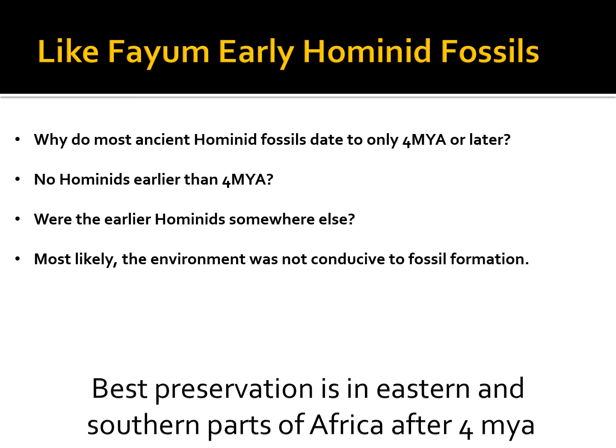Why do most early hominid fossils date to only about 4 million years ago or later? We know that we diverged from chimpanzees around that 7 to 9 million year mark. What was happening in between there? Were there no hominids earlier than 4 million years ago, or were there earlier hominids somewhere else that we just haven't found yet? Most likely, the environment was just not conducive to fossil formation. So the best areas of preservation that we have are in Eastern and Southern Africa after 4 million years ago.